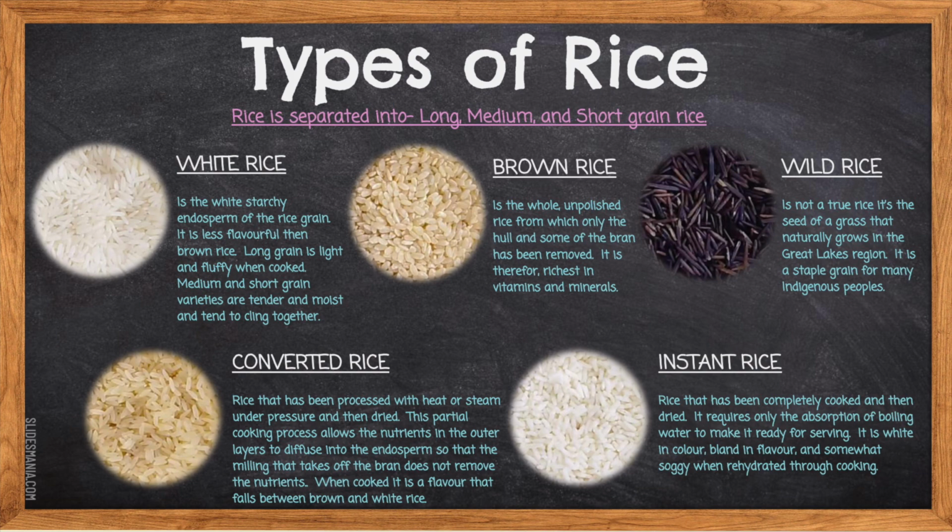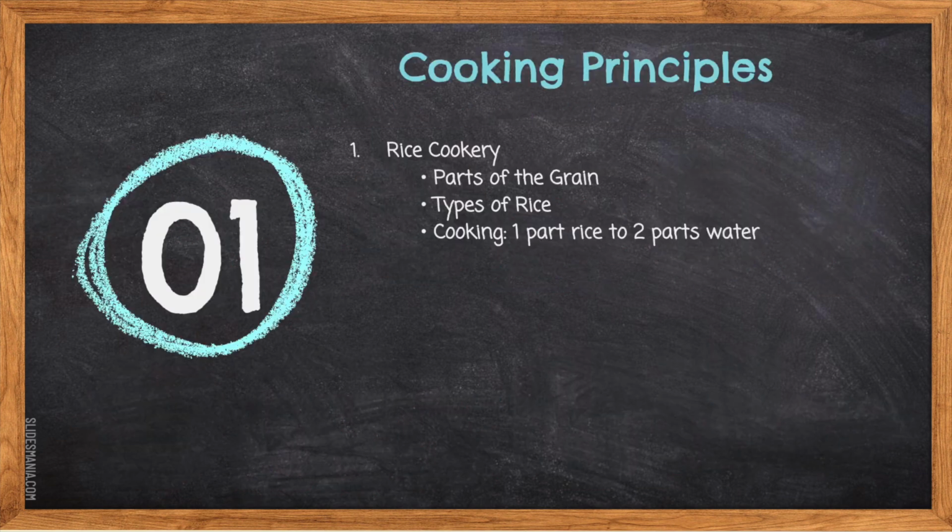Last category is instant rice. Rice that has been completely cooked and then dried. It requires only the absorption of boiling water to make it ready for serving. It is white in color, bland in flavor, and somewhat soggy when rehydrated through cooking.